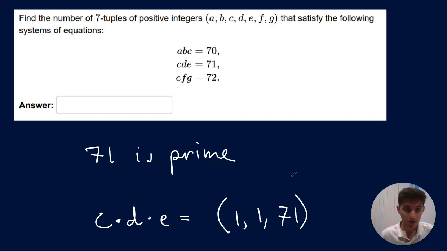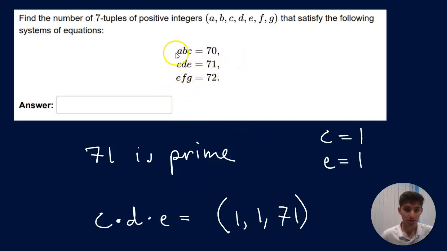Now, we also know that ABC is 70 and CDE is 71. What's in common with them? C. So you need a number C that's a factor of both 70 and 71, and that, of course, has to be 1, right? So we know that C is equal to 1. Very similarly, we can now use CDE is 71 and EFG is 72, and we also see that E is equal to 1. Okay, so we know that C is 1, E is 1, so that means D has to be 71. So we're done. We found the entire middle term.